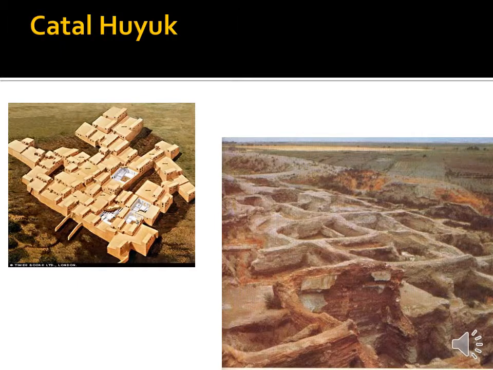Here on the right, you see the remains of a portion of Catalhoyuk, and on the left, you see a representation of what the town would have looked like. And it consisted of a cluster of houses attached with holes in the roofs, and that's how people came in and out, with a ladder.